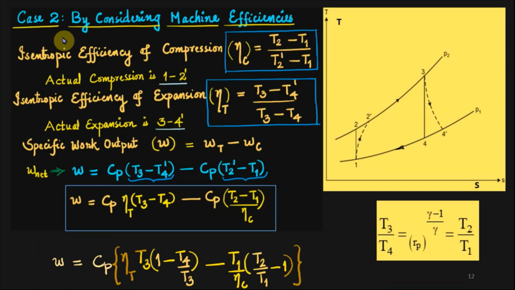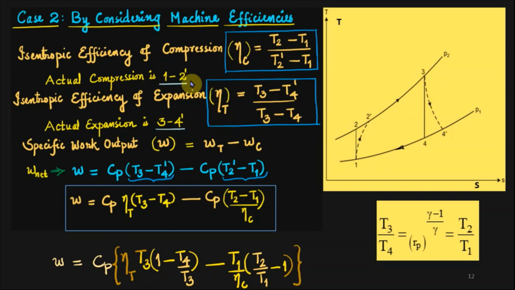Now we will consider the second case, that is, we will try to find out the expression for optimum pressure ratio for maximum specific work output by considering the machine efficiencies, that is compressor efficiency and the turbine efficiency. We are familiar with the actual compression 1 to 2 dash, whereas isentropic compression is 1 to 2, and actual expansion is 3 to 4 dash, and isentropic expansion in the turbine represented by 3-4.